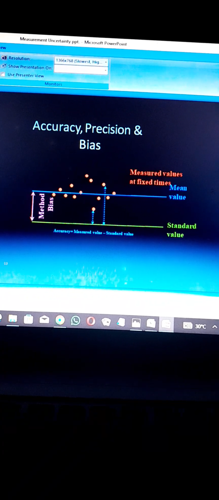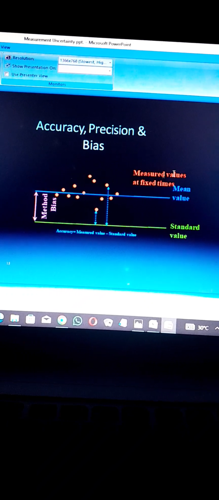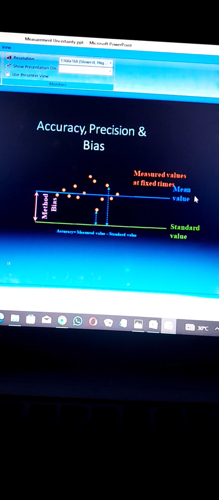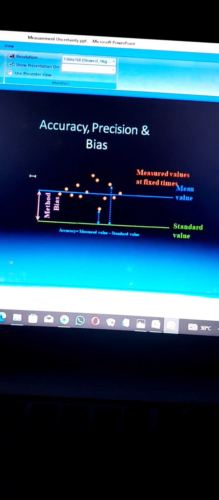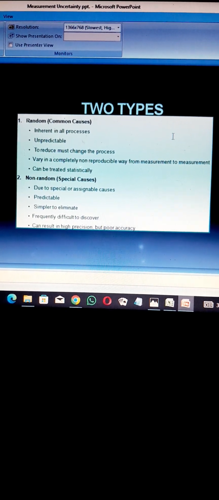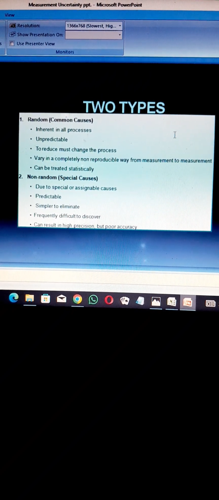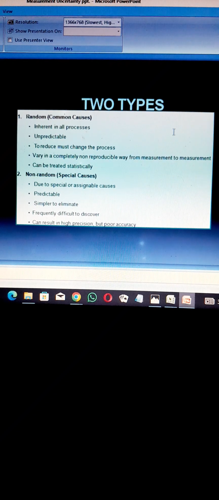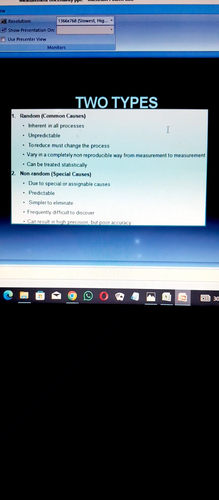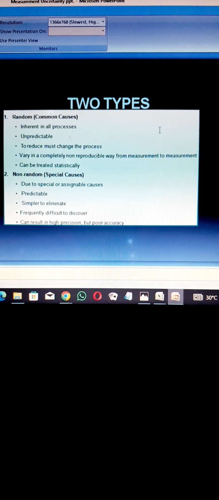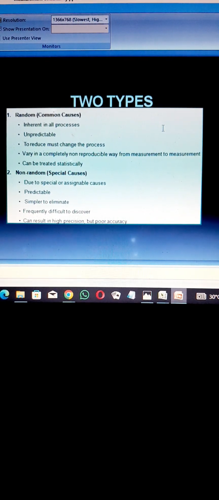Here is the pictorial representation of accuracy, precision and bias. The measurement value is taken at a fixed time, so we have to calculate the mean value, standard deviation and the method bias. So there are two types of error. First come to random error. It is inherent in all processes. It is unpredictable, varies in a completely non-reproducible way from measurement to measurement, and it can be treated statistically.